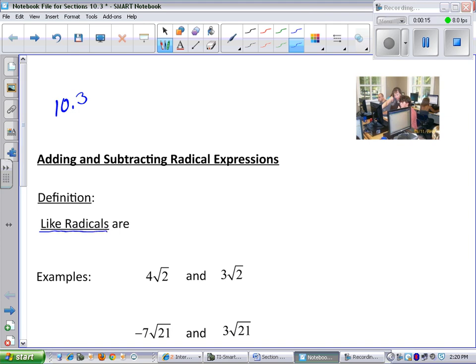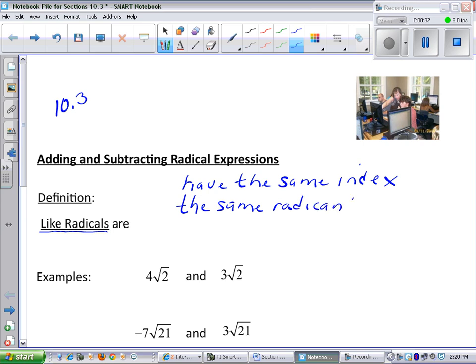Like radicals have the same index, they have the same radicand. Radicand means what's underneath the radical sign. Only the coefficients differ. Only the coefficients, numbers in the front.